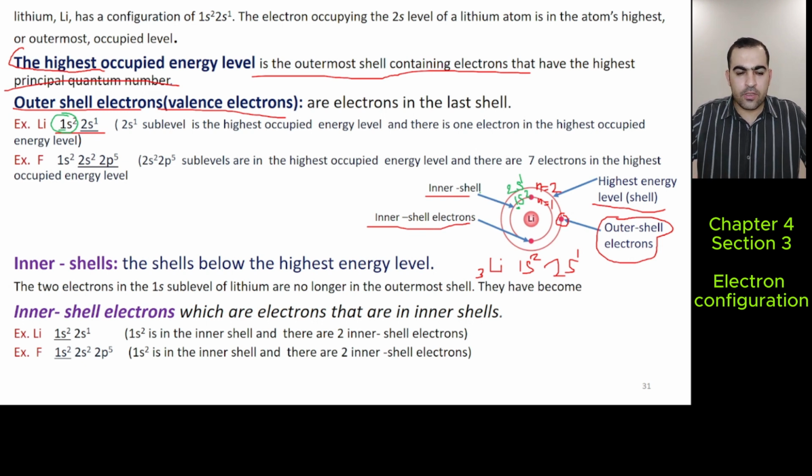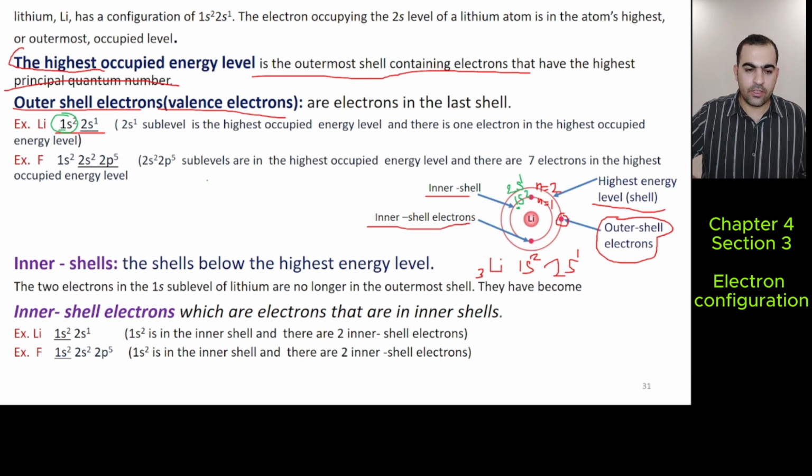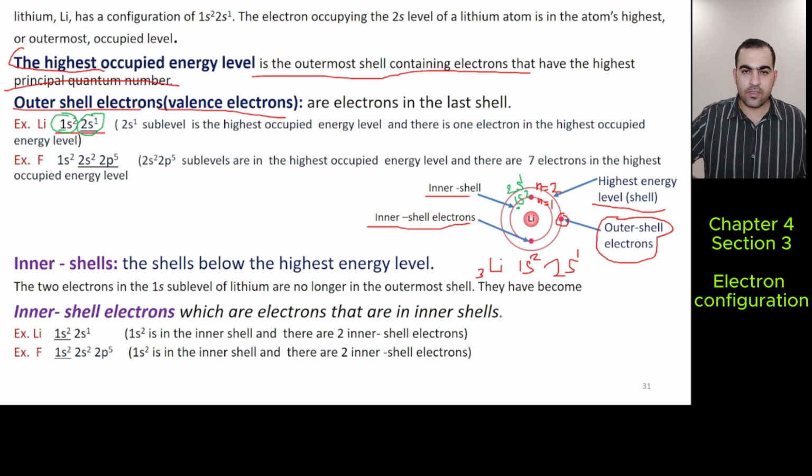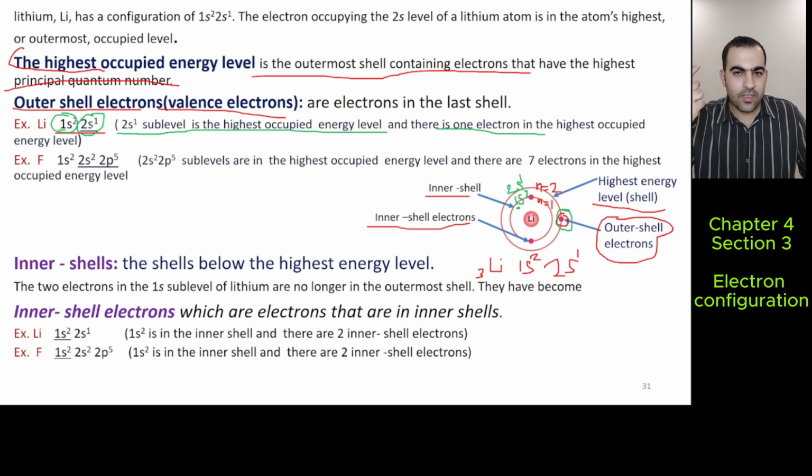How many valence electrons does lithium have? I give you the electron configuration like that. So 2s1 is in the second energy level. It's in the last shell. It's in the valence shell. So how many electrons does it contain? One electron. So there is only one electron in the outermost shell. So the 2s sublevel is the highest occupied energy level, the valence shell. There is only one electron in the highest occupied energy level. The 2s sublevel, which is in the last shell, contains only one electron.